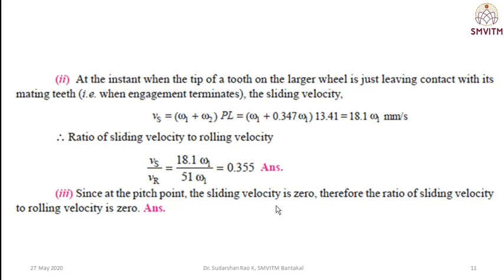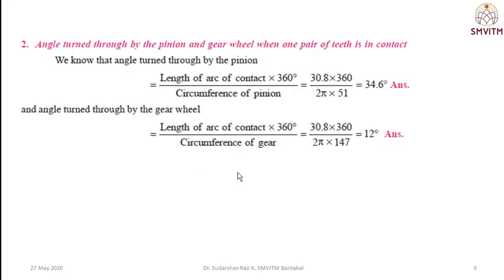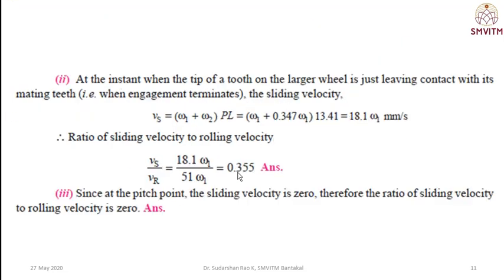This is about the length of path of contact. So three points are to be calculated. One is the ratio of the sliding to rolling velocity, the second is the contact ratio, and the third is the angle turned through by the pinion. These are the three points we calculated.